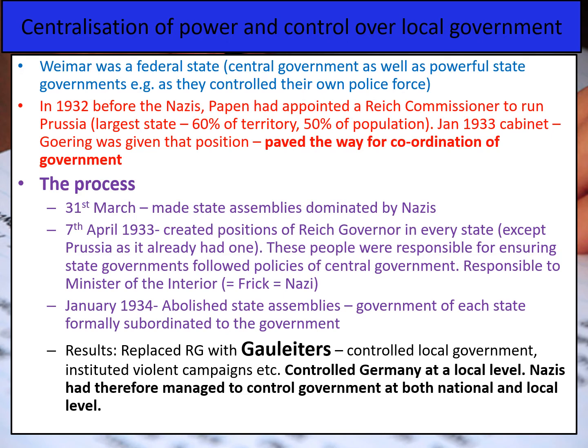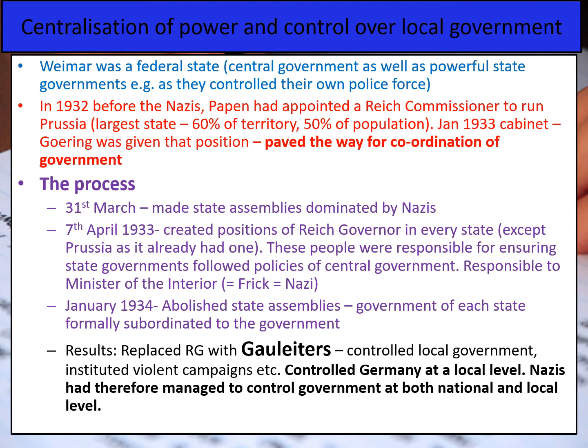The final area you need to know about for legal is how the Nazis centralised power and took control over local government. Now, they were very aware at the beginning that they couldn't just completely take over local government and abolish it straight away, because that could lead to some opposition, particularly from the civil service. So instead, the Nazis carried out this gradual process where they removed the influence of local government over time.